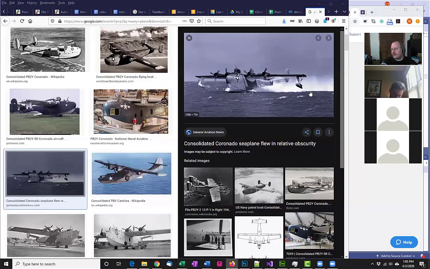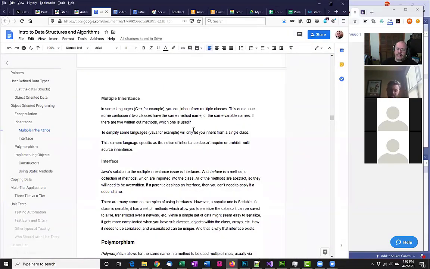Java came about approaching it in a slightly different manner. C# uses a similar methodology. And what they do is they say, you know what, instead of inheriting from multiple classes, we're only going to allow you to inherit from a single class. You only have one parent, you get all of its properties, you get all of its methods.